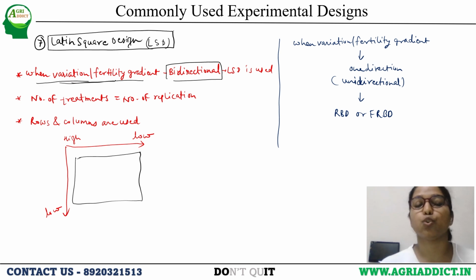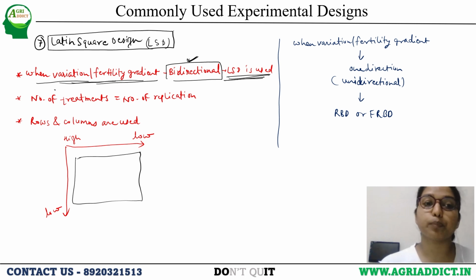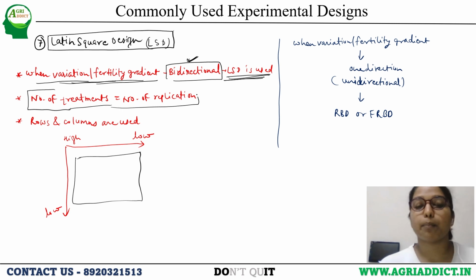Latin square design is used when the variation or fertility gradient is bidirectional. So this can be asked as a question: when variation or fertility gradient is bidirectional, which design is used? Then it will be Latin square design. Here the most important thing is that the number of treatments and the number of replications are equal. Means T is equal to R.